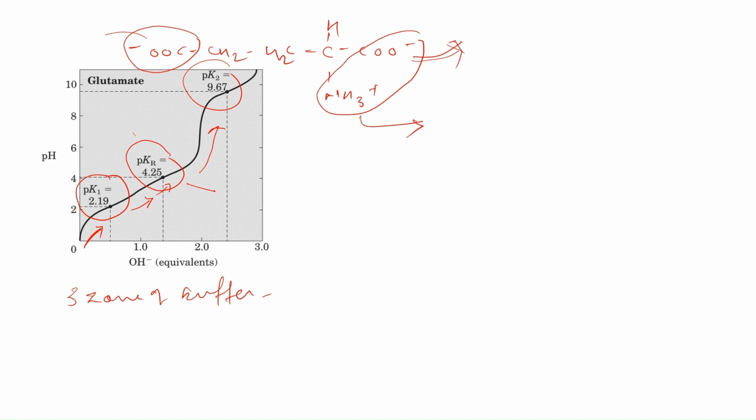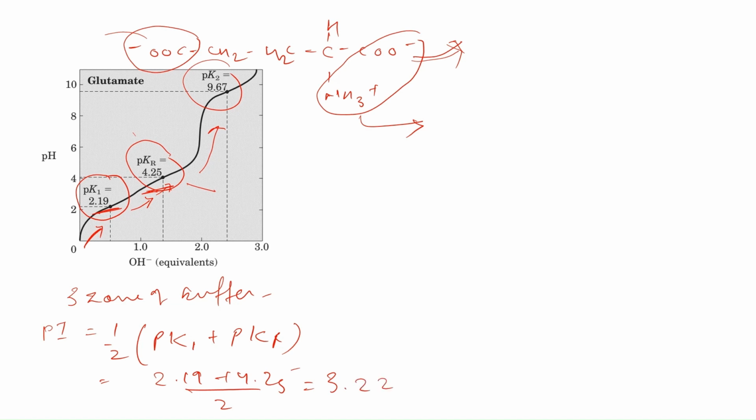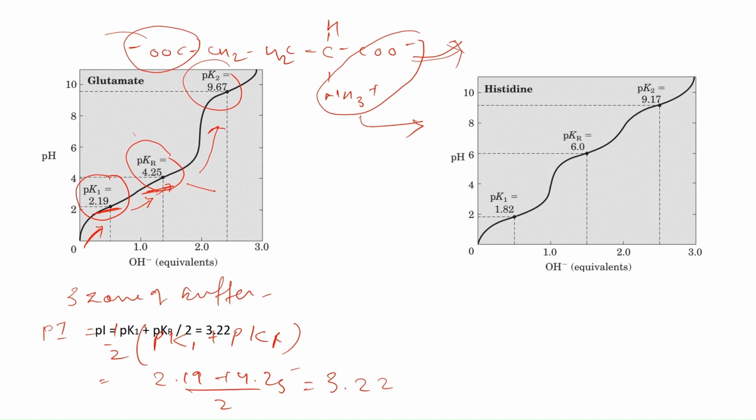9.67. Now how will we calculate the pI for these amino acids? Half of pK1 plus pKr, these two. So that is 2.19 plus 4.25 divided by 2. It will come to 3.22.